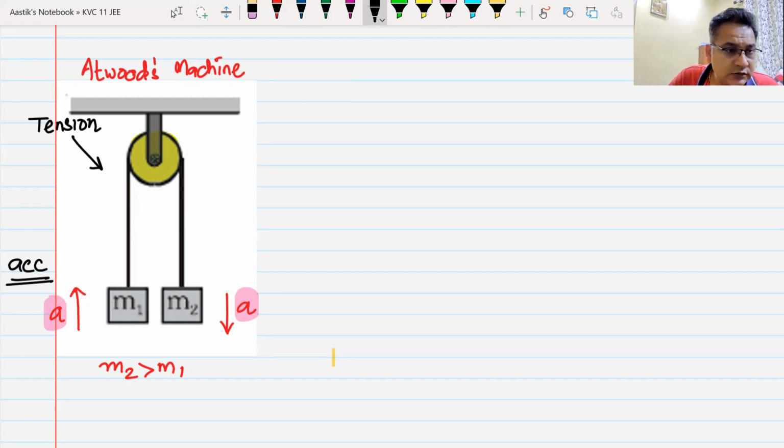Confused? Don't be. It's a simple question. Sir, M2 G minus T is equal to M2 A. Okay, I think everyone is giving me the answer, but I'm not able to hear you clearly. Okay, everyone got the answer. The answer is M2 minus M1 into G divided by M1 plus M2. Everyone got it? Well done.